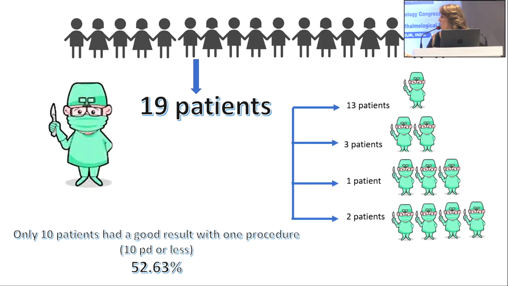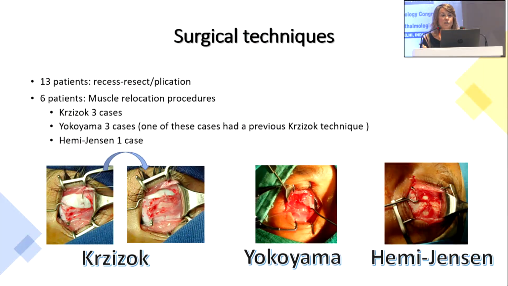This is interesting. Only 10 patients had a good result with 1 procedure, 10 prism diopters or less, which makes that we only had success with 1 surgical procedure in half of these patients. Which surgical techniques were utilized? In 13 patients, we did a resect or recess plication procedure, and in 6 patients, we did muscle relocation procedures.